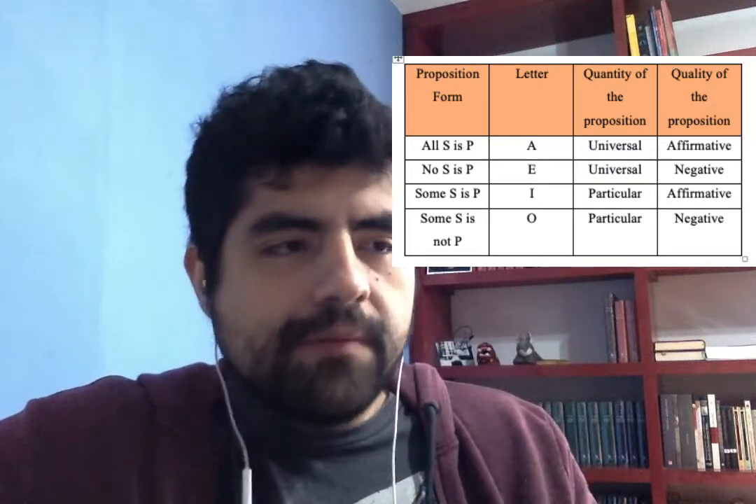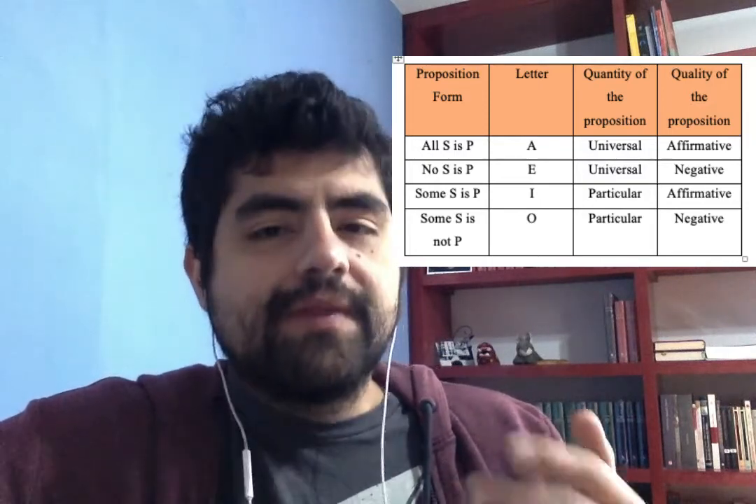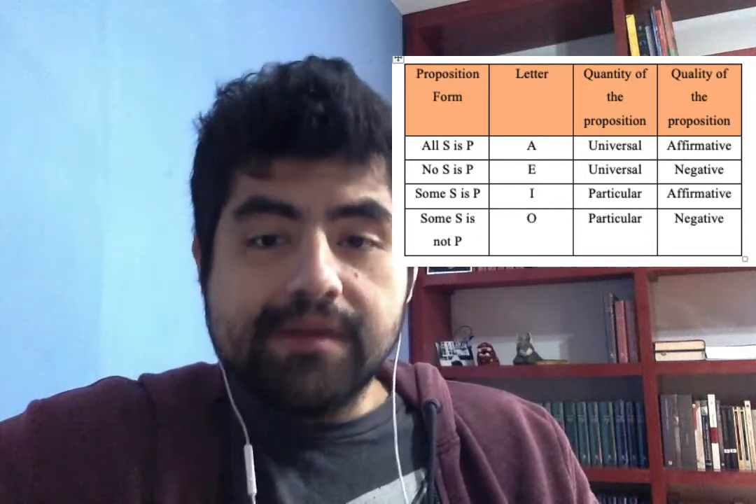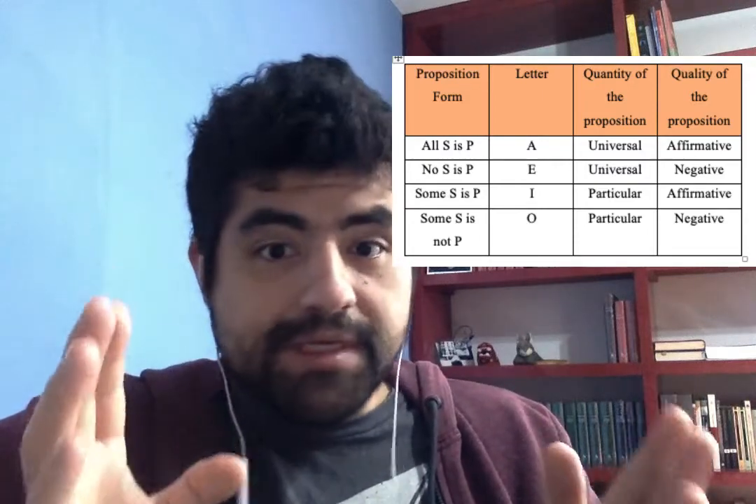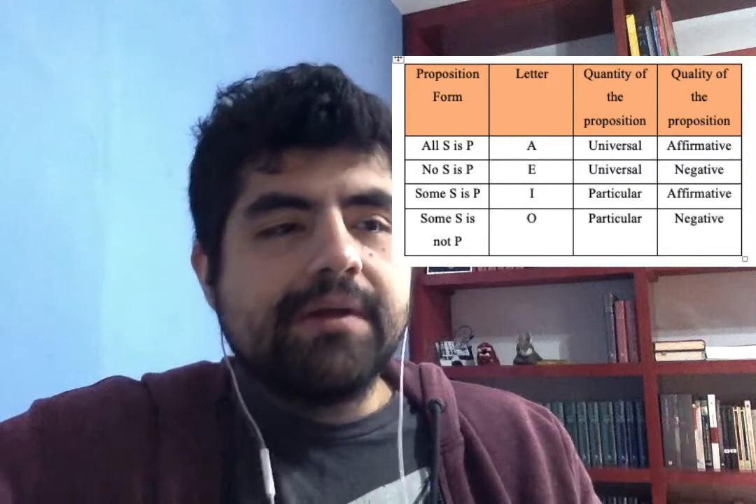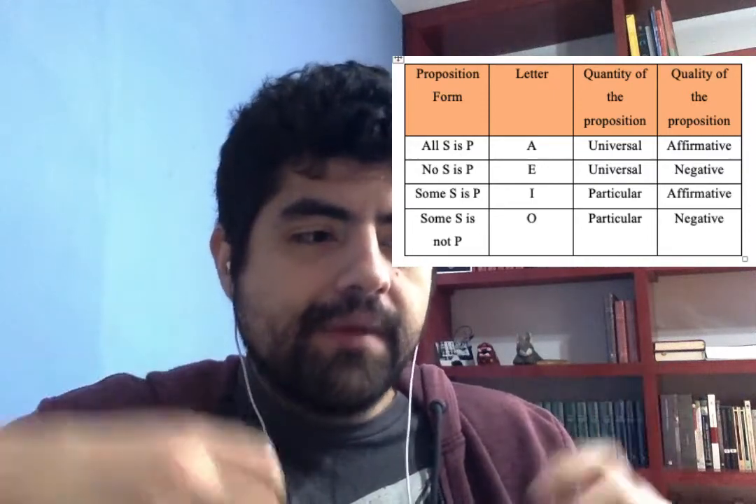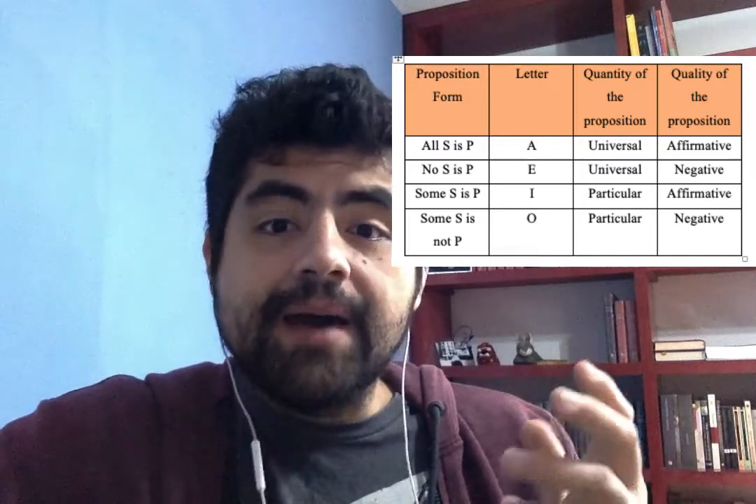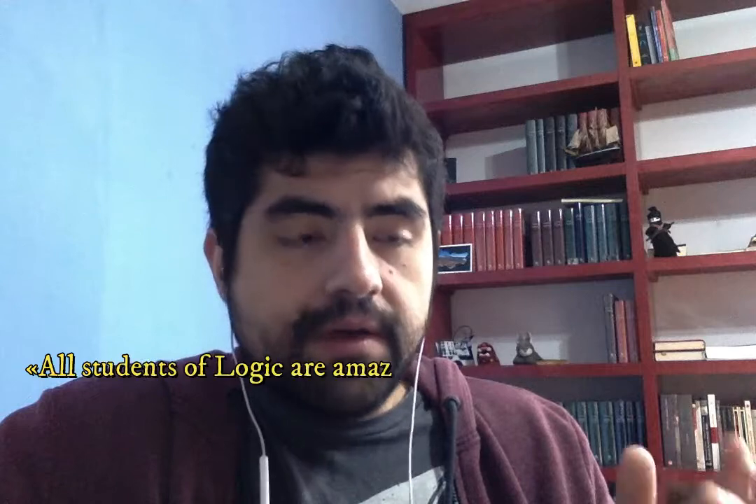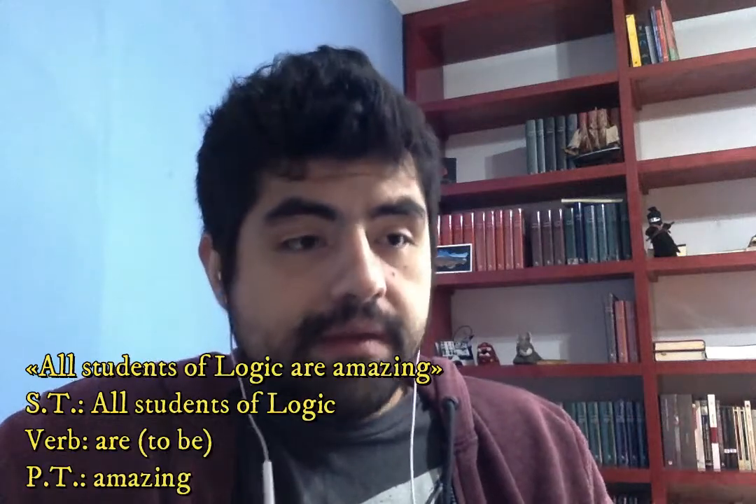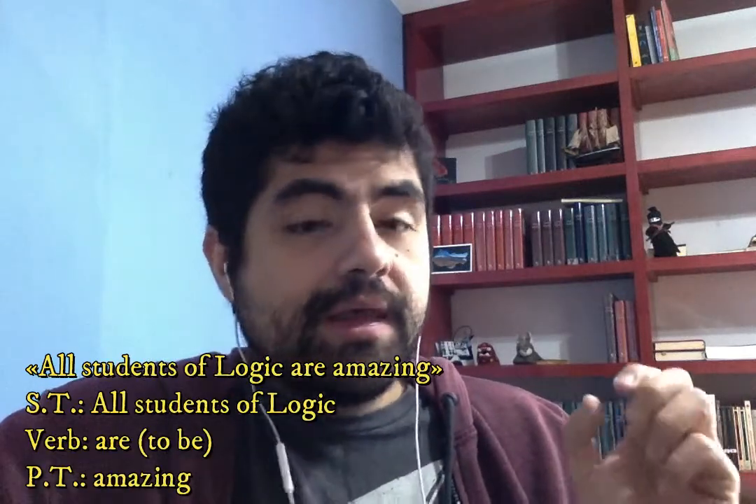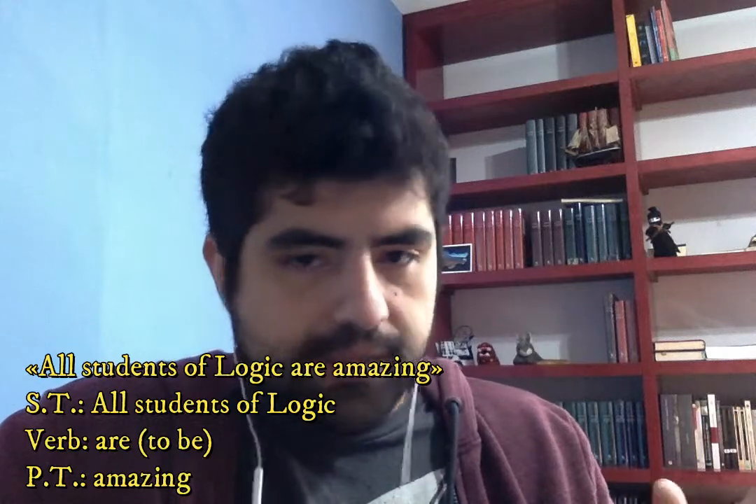And what are we affirming? We are affirming that they are amazing. So in this sense, the proposition is universal, but the tricky stuff is that the subject term and the predicate term by themselves have a quantity. In this proposition type A, all the students of logic are amazing, the subject term is all the students of logic, including the proposition form "all", it's okay.